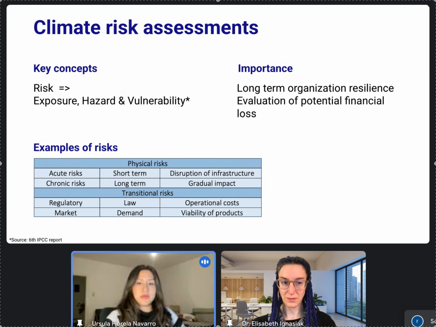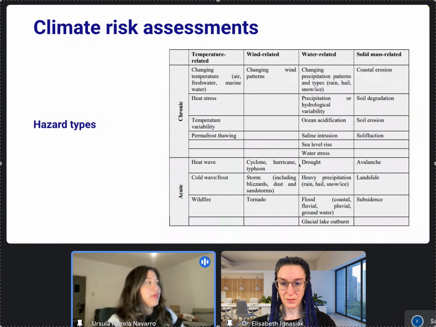Moving forward, we can see in the European taxonomy, specifically in Appendix A, that they classify the hazard types I already mentioned, the chronic and acute, and they give a list of different types of hazards. So we have temperature-related types of hazards, wind-related, water-related, etc. So those we can find in the EU taxonomy.